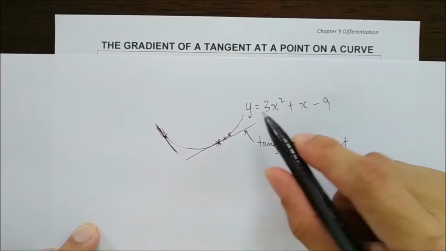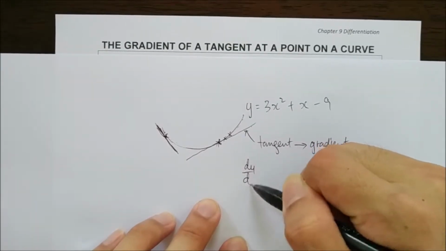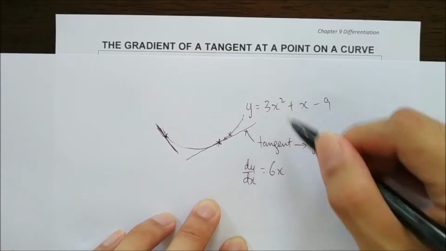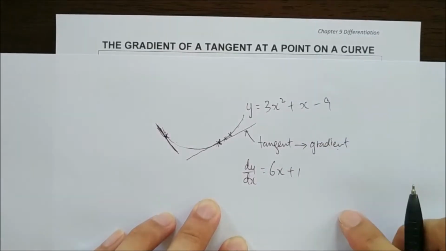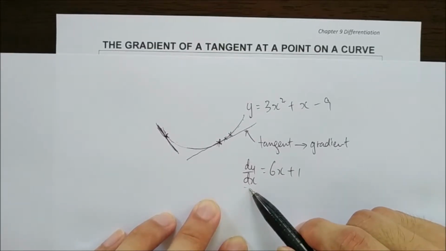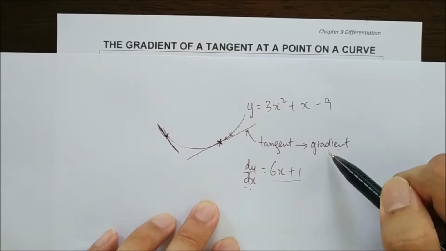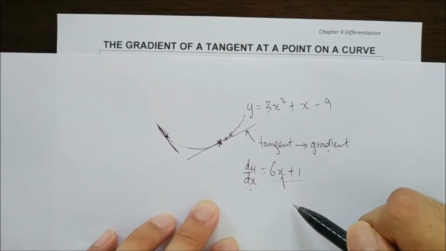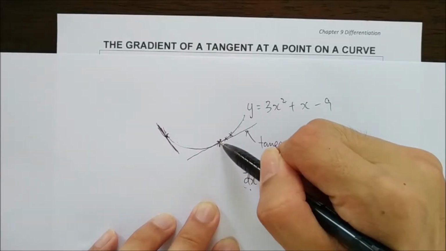So when we differentiate this given equation, for example, dy/dx, we get 2 times 3 is 6, x to the power of 2 minus 1, you get 6x, and then this one we get 1, negative 9 becomes 0, nothing here. So this dy/dx here is the function of the gradient. So how do we know the value of the gradient? By substituting the value of x. And where do we get the value of x? From the coordinate of this point.